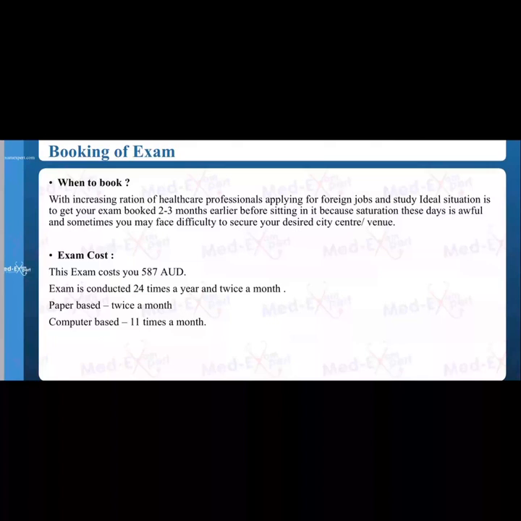And sometimes you may face difficulty to secure your desired city center and venue. So we know that because of the competition, because of the saturation, it is very much difficult now to get a slot for OET in your desired city or desired venue. So I would say if you are planning to take the exam, just book it 2 to 3 months earlier than whenever you are planning to sit for it.